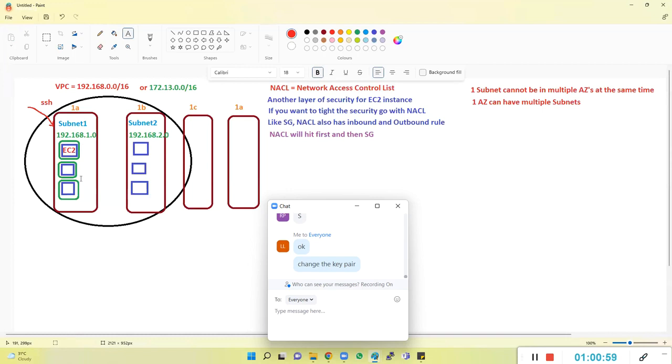Change the key pair. You cannot change the key pair, I said na. Change the zone, ma.